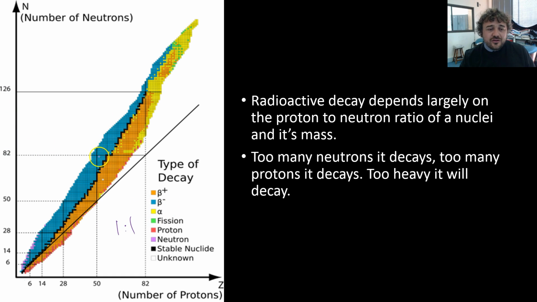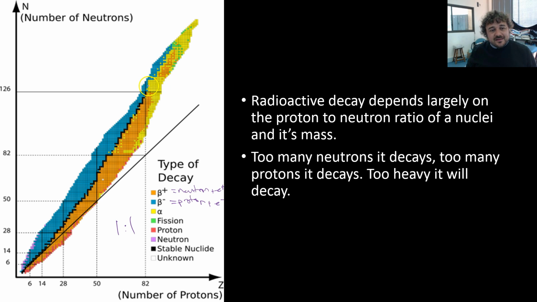If it gets too high on the neutron axis, it'll go through beta negative decay. Now, the thing about beta negative decay is that it actually makes an extra proton plus an electron. Whereas if it gets too high on the proton axis, it'll go through beta positive, which makes an extra neutron plus a positron. And up here is where alpha decay starts to be really big.